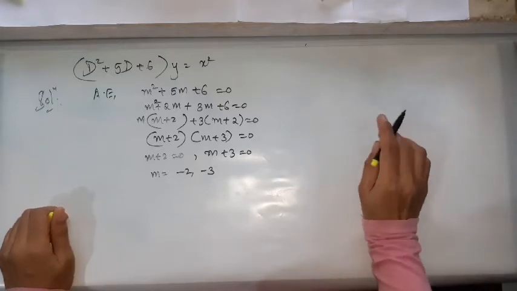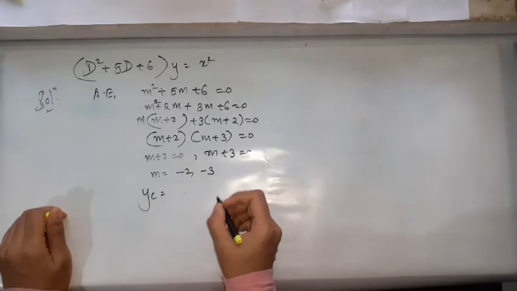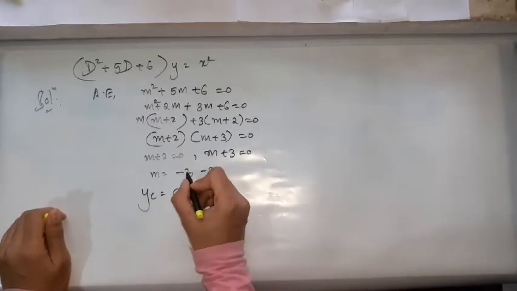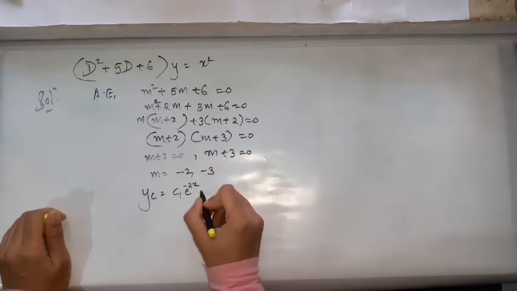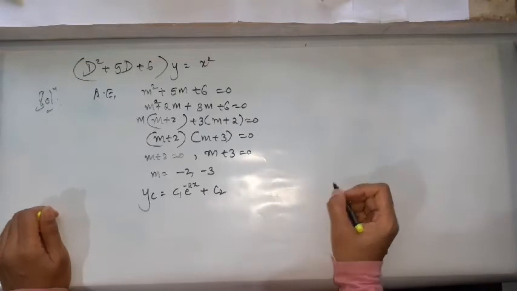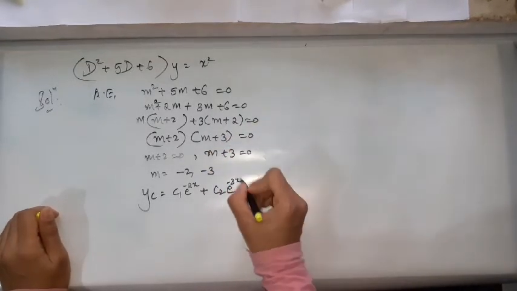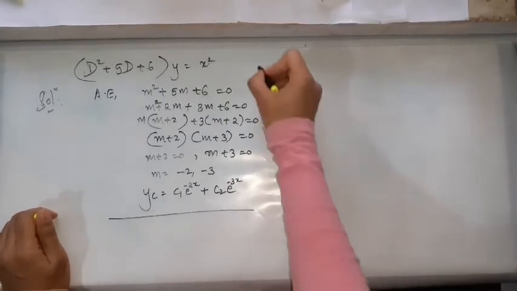Since the roots are real and distinct, how will we write YC? YC goes as, first use one constant C1, e to the power the first root into x, that is minus 2 into x, plus C2, another constant, into e to the power second root into x, which is minus 3 into x. We are done with the half part of this problem.